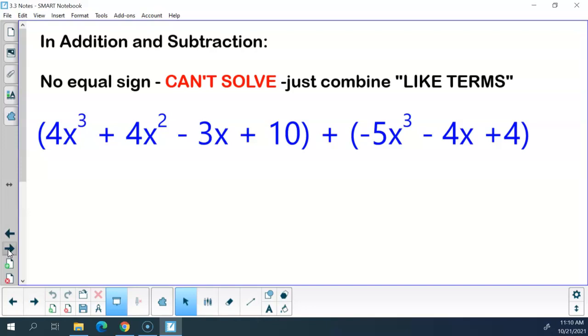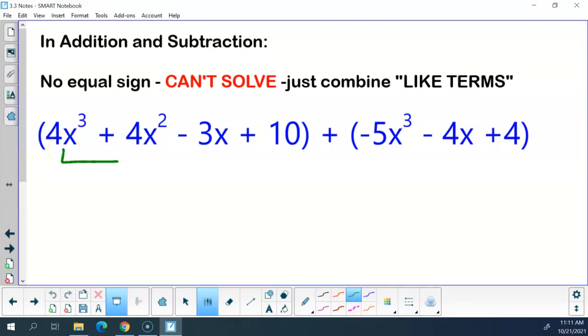We talked a little bit about this yesterday. There is no equal sign, so we just simplify. We combine the like terms, and that's all that we can do. We can't solve for x because there is no equal sign. Okay? So when you look at it, and remember we like things in standard form. We learned about standard form yesterday, where we take the biggest exponent first. Okay, so we should probably combine like terms with the biggest exponent first.